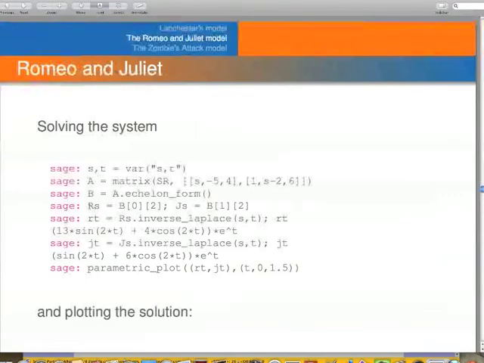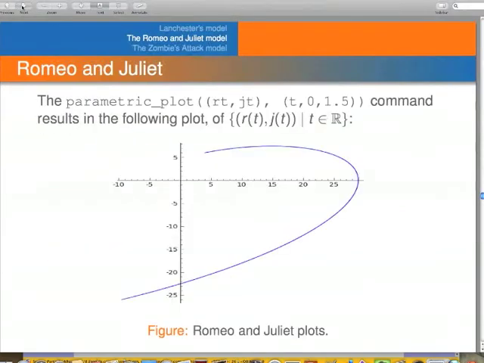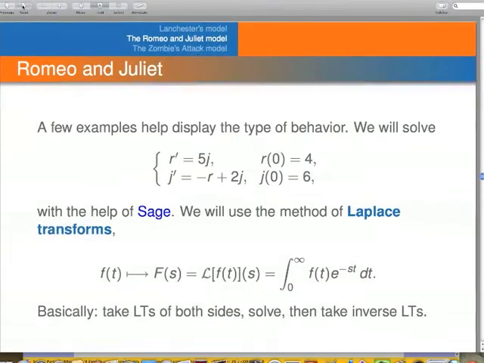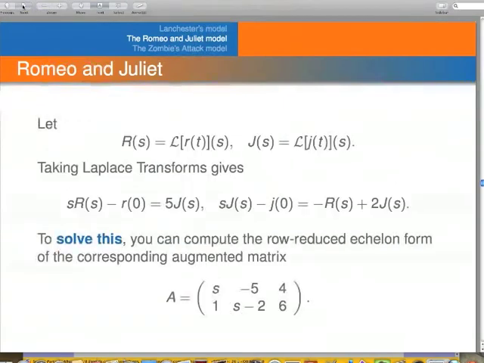That's going to be R of S and J of S. I'm just denoting them by RS and JS, but that's R of S and J of S. Now we take the inverse Laplace transform of R of S, and we get R of T. There it is right there. That's Romeo's love for Juliet. And do the same thing for J of S, and we get Juliet's love for Romeo. Now we plot them using parametric plot, and you see this is how Romeo and Juliet's romance kind of spirals out of control. So this example was maybe a little too extreme for those coefficients.